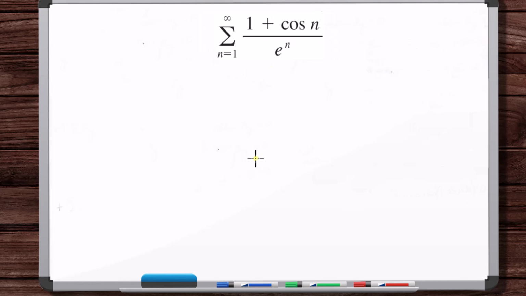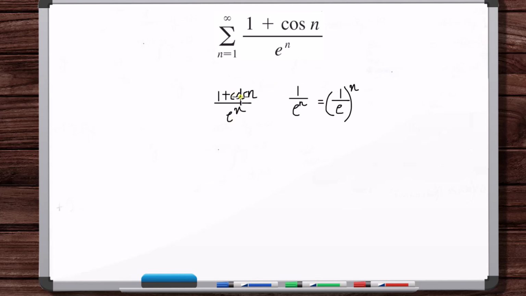Okay, so here, if we take off the cosine of n, we've got this, which is a geometric series. 1 over e is less than 1. This is the sequence that corresponds to a convergent geometric series. Okay, now how does this compare here?